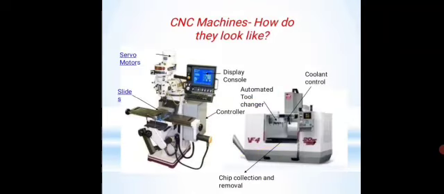You can see this image. This is the CNC machine. The top of the machine has the servo motor. Here at the bottom, the display device sliding portion is there. Then the display device. Then in another image, the automatic tool changer is there, and chip collecting removal is on the bottom side. On the top side, there is the coolant control.